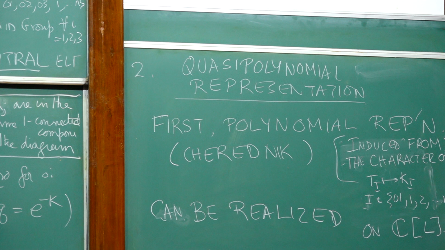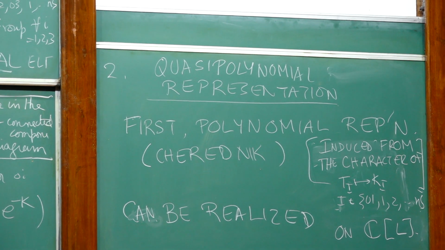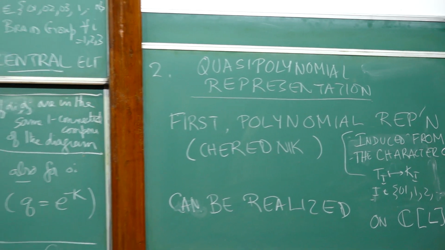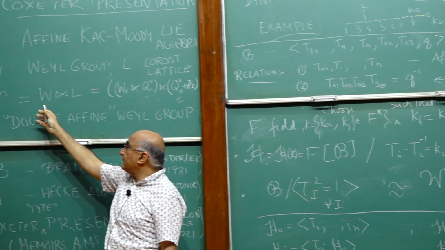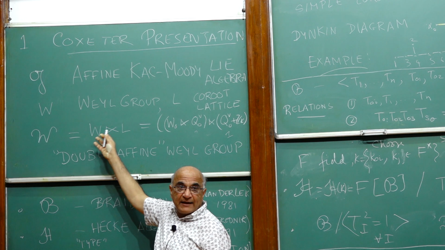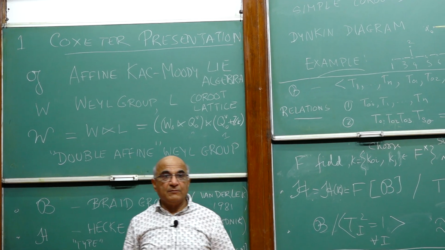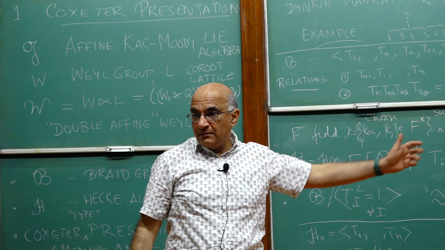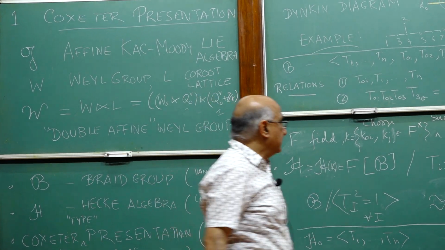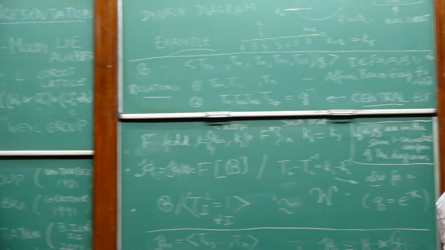Basically what you're doing is you could induce the trivial representation of W up to the lattice. But instead of that, you're taking the character of a Hecke algebra and inducing to the double affine Hecke algebra. And that's the polynomial representation. Okay, so now it has formulas.